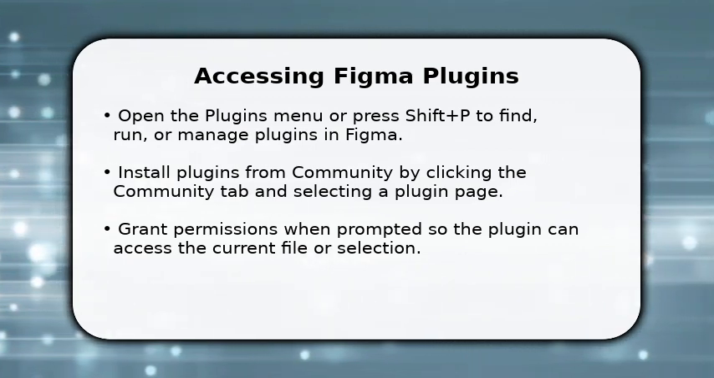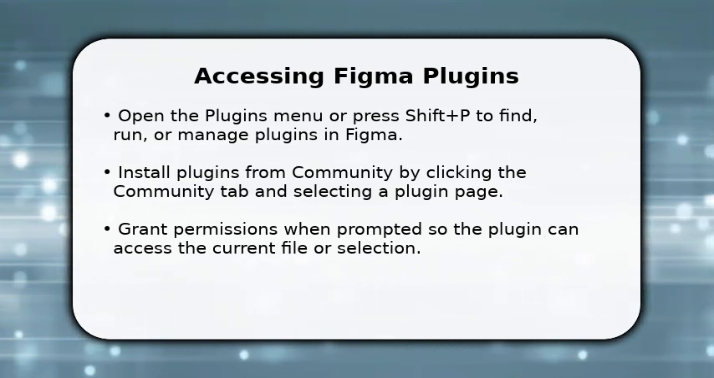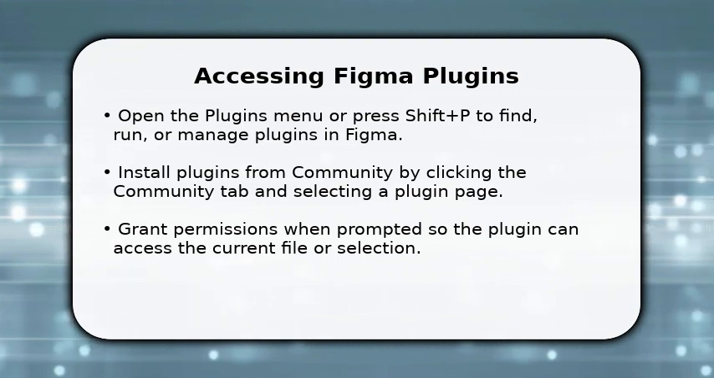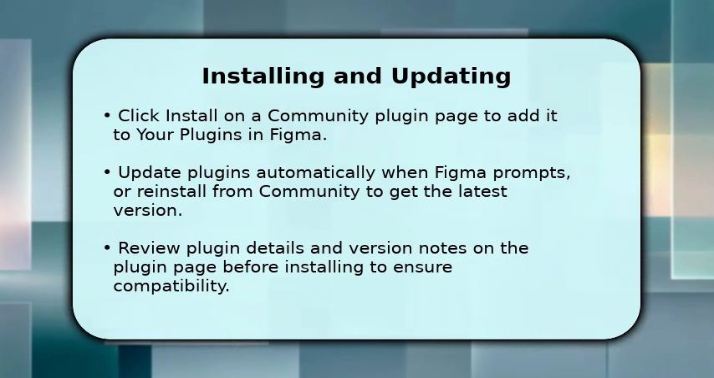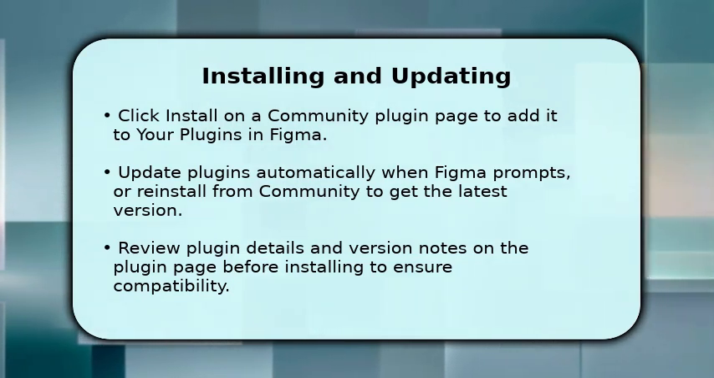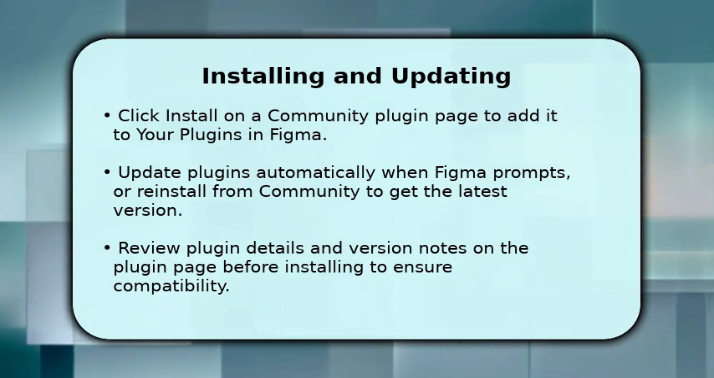Grant permissions when prompted so the plugin can access the current file, selection, or layers. Revoke permissions later in the plugin settings if needed. To install, open the Community tab, search or browse categories, open a plugin page, and click Install. The plugin moves to your plugins and the plugins menu.